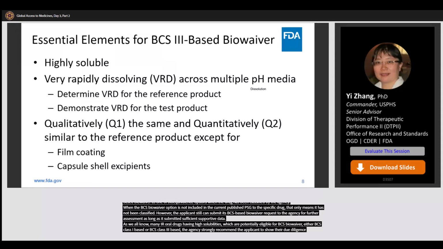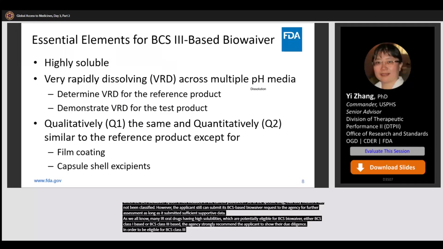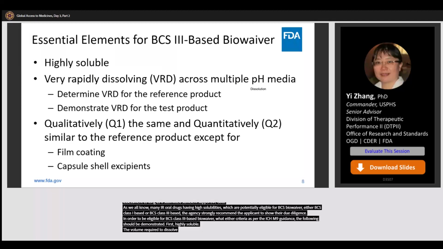In order to be eligible for BCS Class 3 based Biowaiver, what are the criteria? As per the ICH M9 guidance, the following should be demonstrated. First, highly soluble. The volume required to dissolve the drug substance, also referred to as BCS volume, should be less than or equal to 250 ml of aqueous media over the pH range from 1.2 to 6.8.